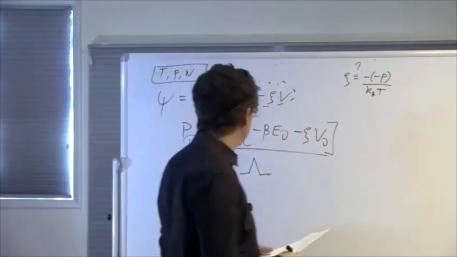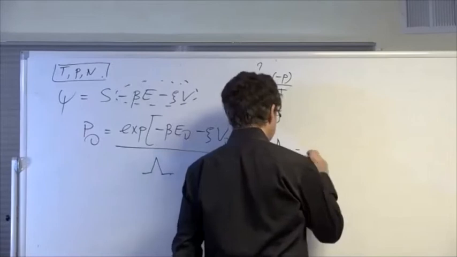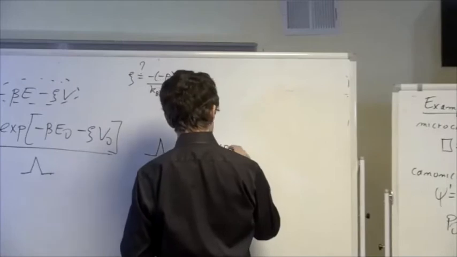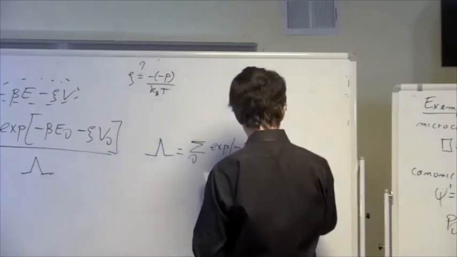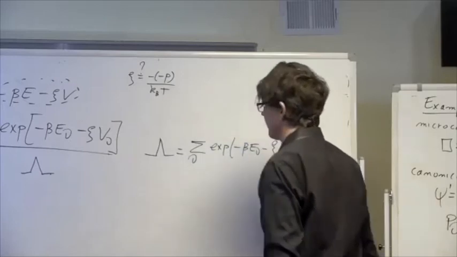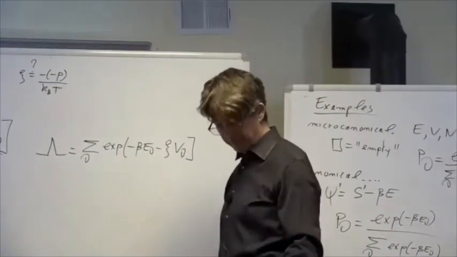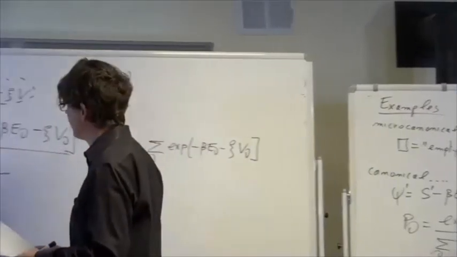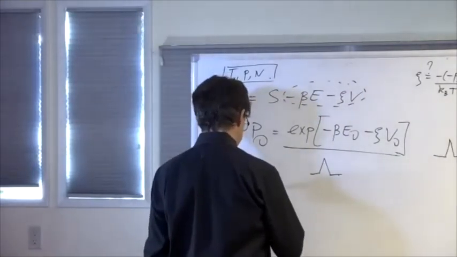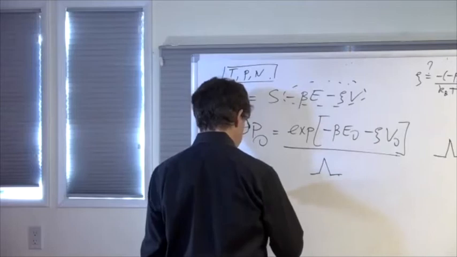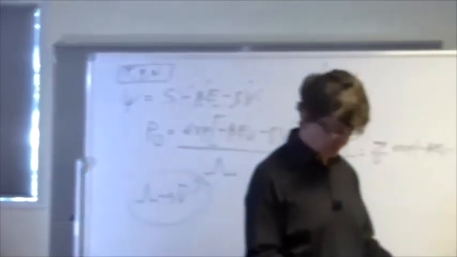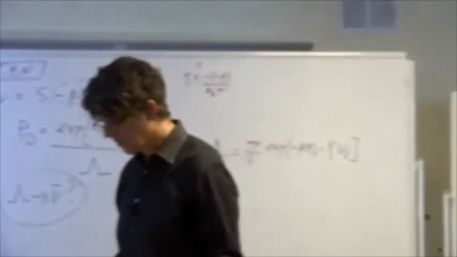Okay. So this lambda partition function is again the sum over states, exponential of minus beta E minus Xi V nu. And then ask yourself, I'll let you do this: if you have the partition function, how would you get the average V? How about you solve that, right? You have the partition function, how would you get V? Because V is now a fluctuating quantity.